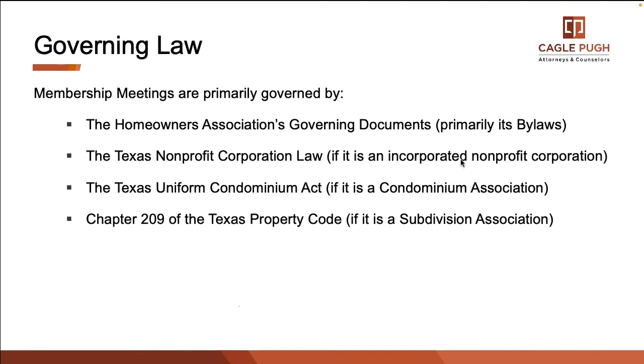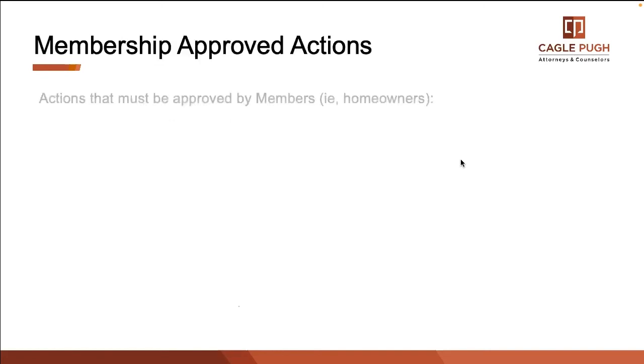Don't panic too much if you're not following exactly what it says. The older the association, the more likely it is you've moved the meeting to some other month and you've been doing it for years. So membership meetings are also governed by Chapter 22 of the Business Organizations Code, the Texas Uniform Condo Act, if you're a condominium, and 209 if you're a subdivision.